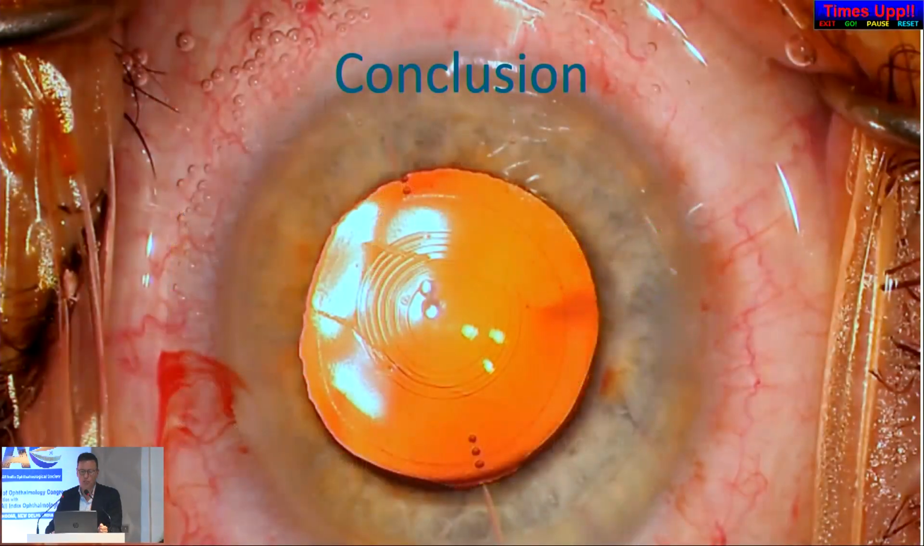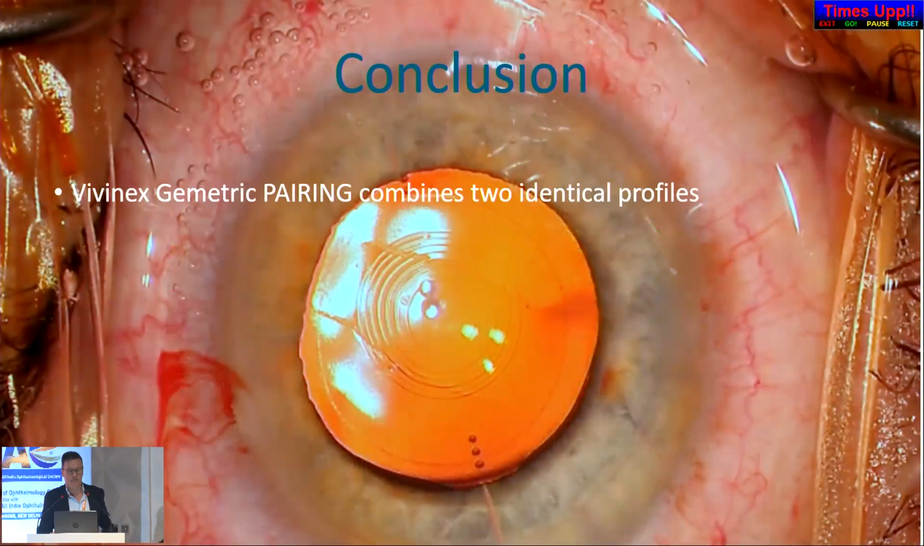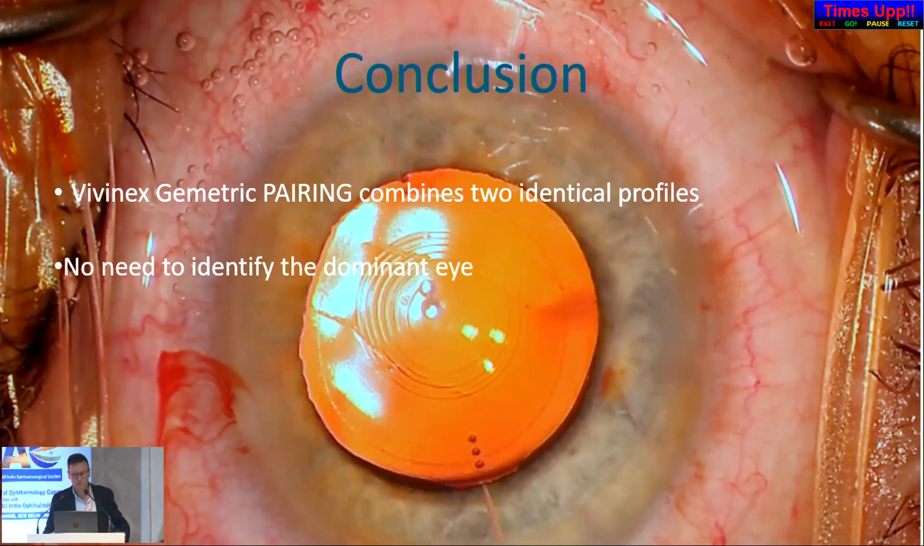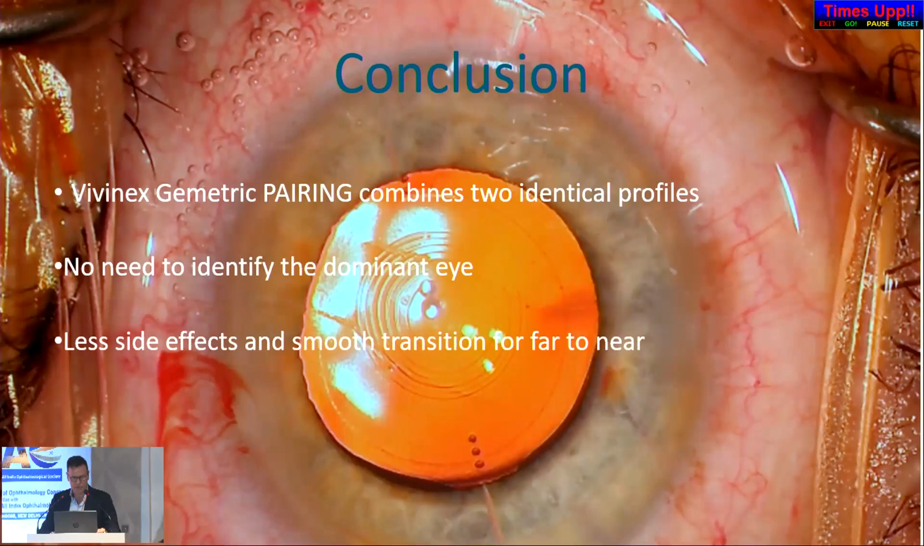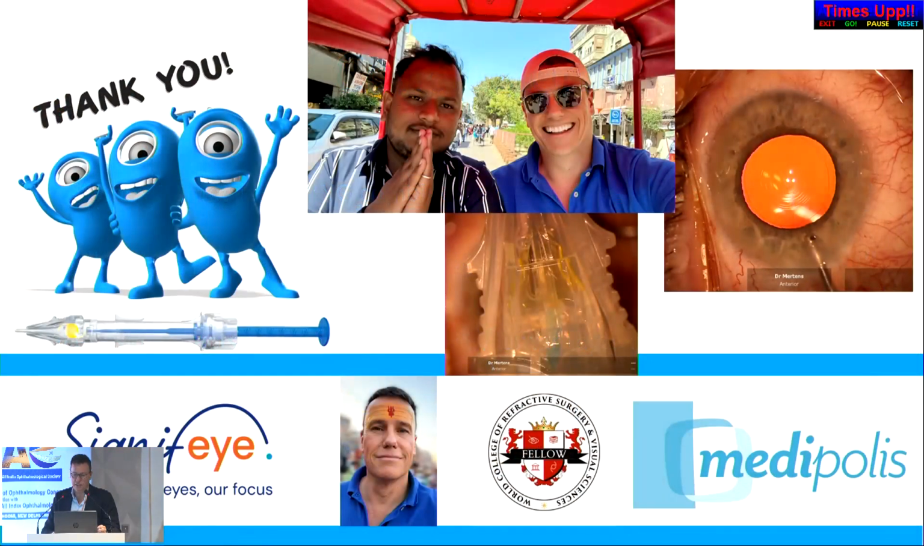So in conclusion, we can say that the Vivinex geometric pairing combines two identical profiles. There is no need to identify the dominant eye. You can put the geometric plus in the distance dominant eye or the geometric. The Nino study proved that it doesn't make any difference. Because of the smaller diffractive design, the 3.2 millimeter in the center, there are less side effects and smooth transition for distance and for far and near.